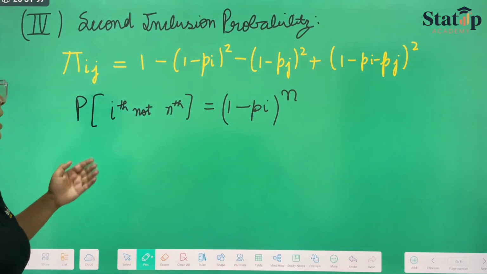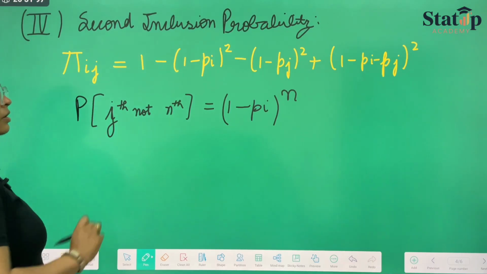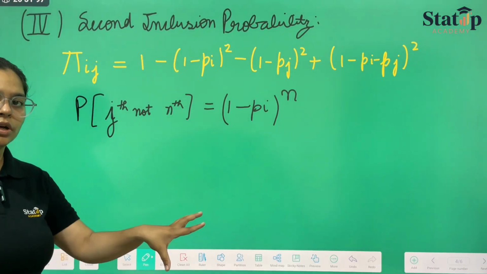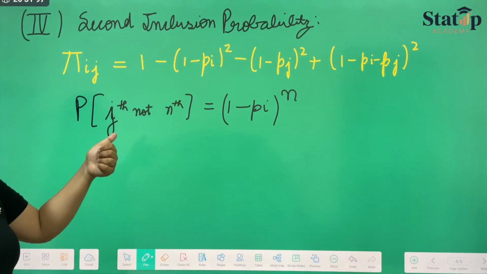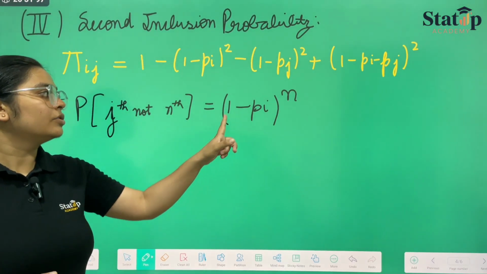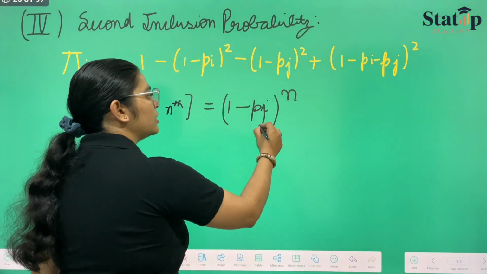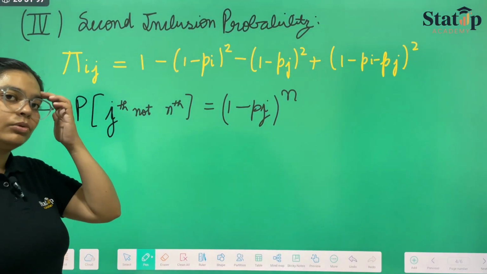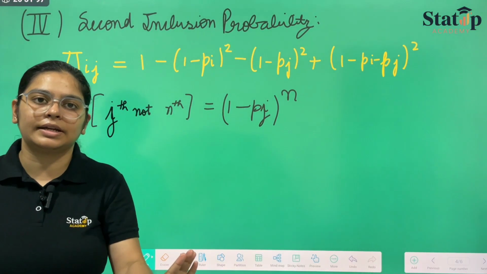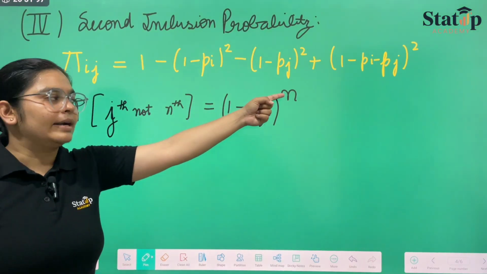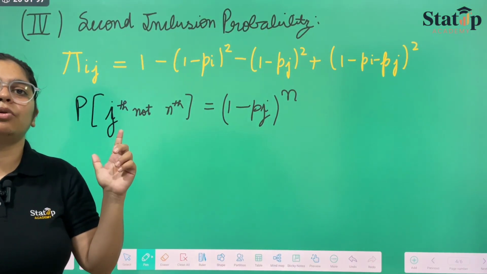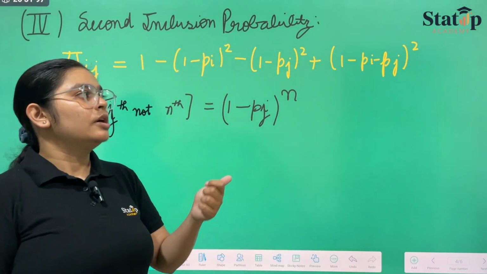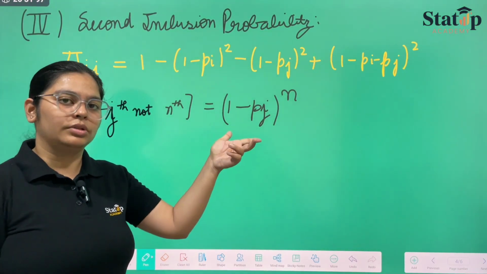Now if we have to calculate the probability of not selecting the jth unit in the nth draw, it will be 1 minus pj raised to the power n. But both of them will exclude the probability when they are simultaneously selected. So we have to add them. There will be cases when both i and j are selected, so it will be added to this.